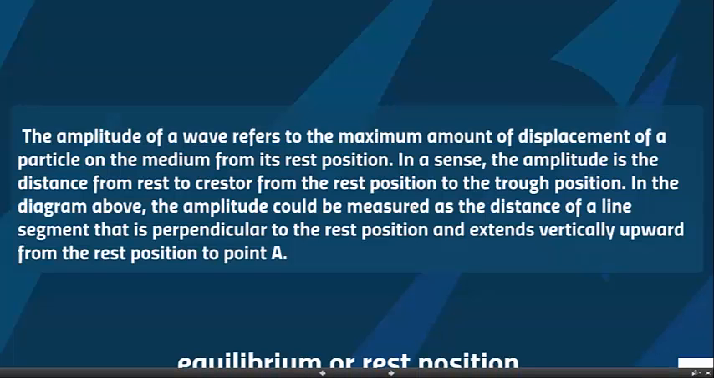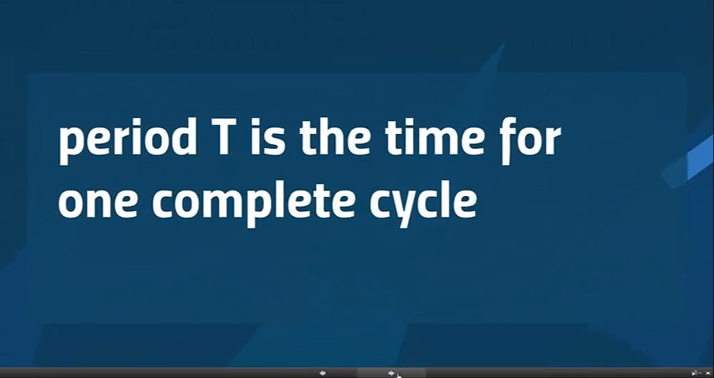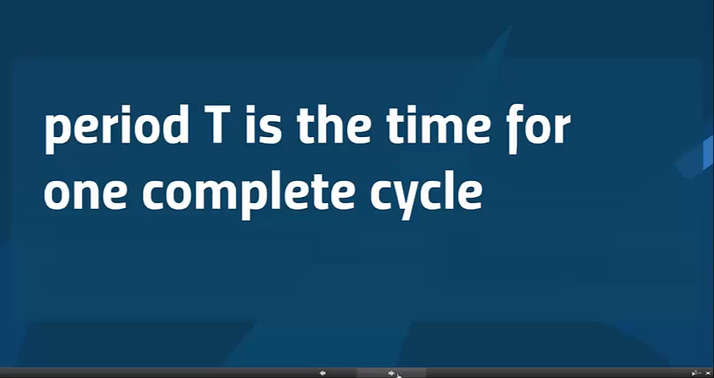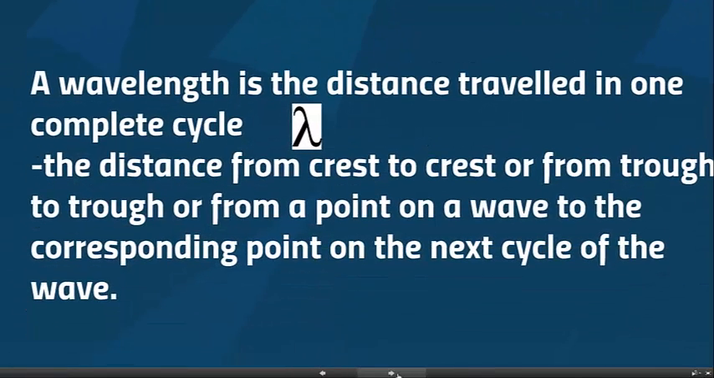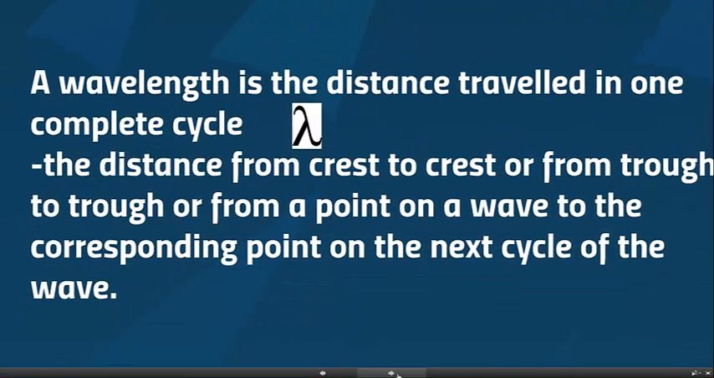In the diagram, the amplitude can be measured as the distance of the line segment that is perpendicular to the rest position and extends vertically upward. We also have the period, which is the time for one complete cycle. And the distance for one complete cycle is the wavelength. So the distance travelled from crest to crest, or from trough to trough, or from any point on a wave to a corresponding point on the next cycle of the wave is the wavelength.